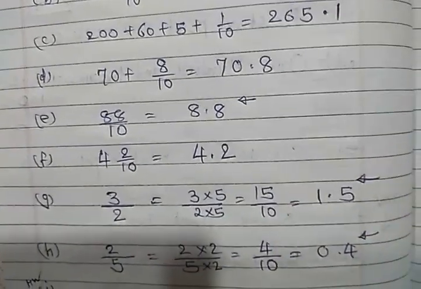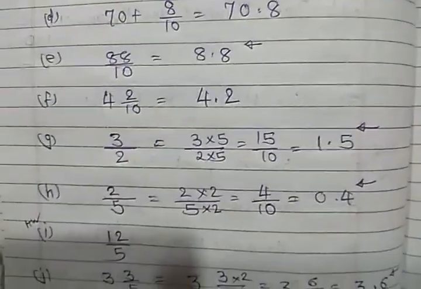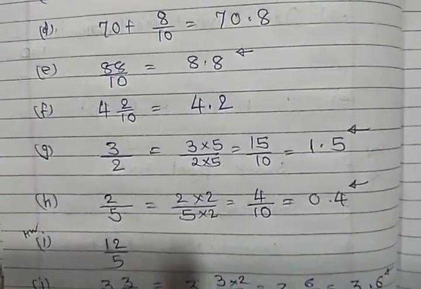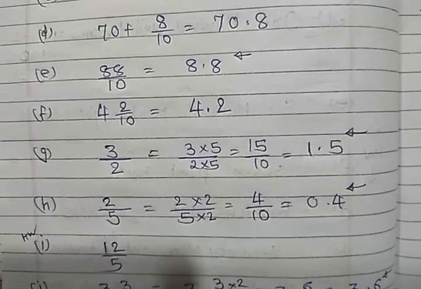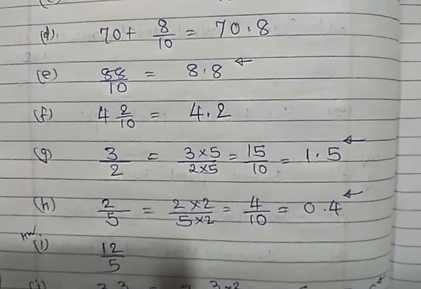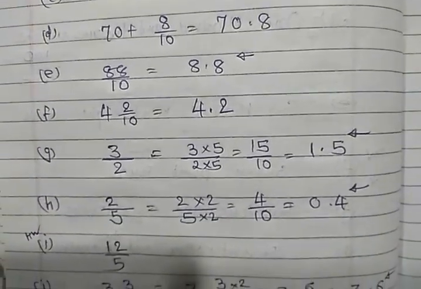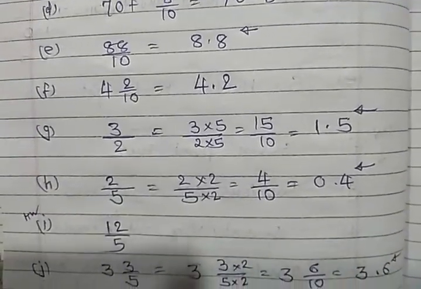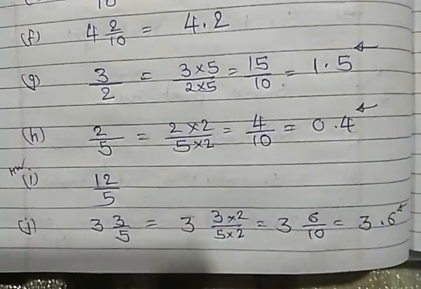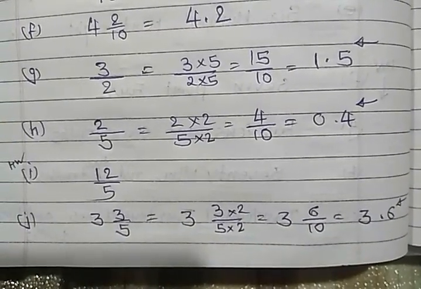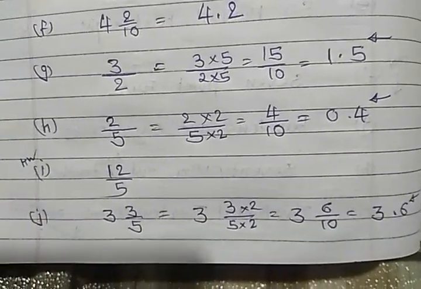3 upon 2. First of all you have to convert it into a denominator of 10 or 100 or 1000, like that. So 3 upon 2: 2 5s are 10. Okay, that is one method. 3 upon 2 upon 5, 12 upon 5. 3 integer 3 upon 5. Very easy.